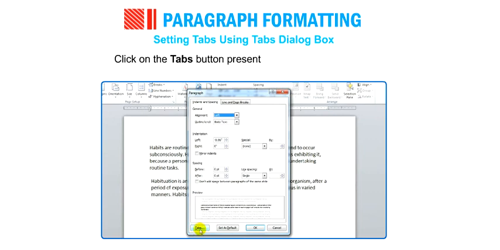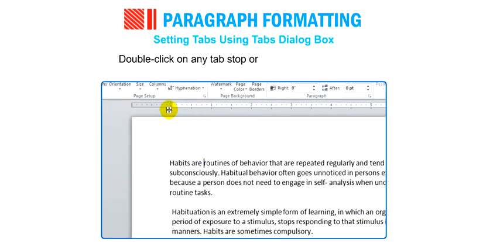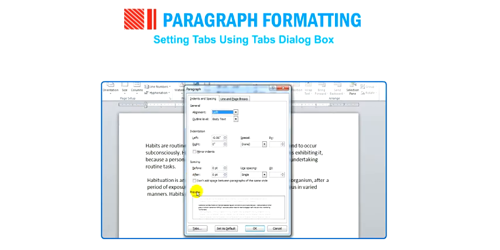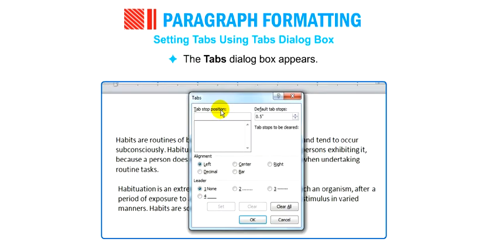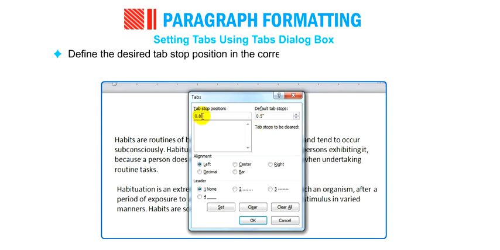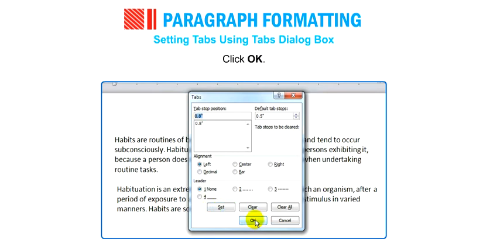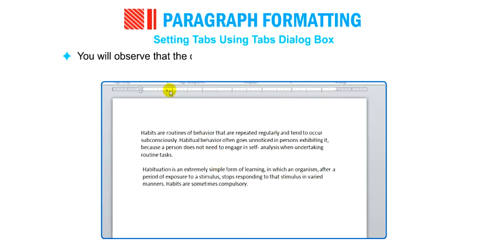Click on the Tabs button present at the bottom left corner, or double-click on any tab stop on the horizontal ruler bar. The Tabs dialog box appears. The Default Tab Stops field displays a default tab setting. Define the desired tab stop position in the corresponding box and click on the Set button located below the Leader section. Click OK. You will observe that the defined tab stop appears on the horizontal ruler bar.